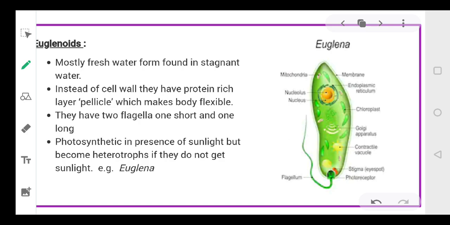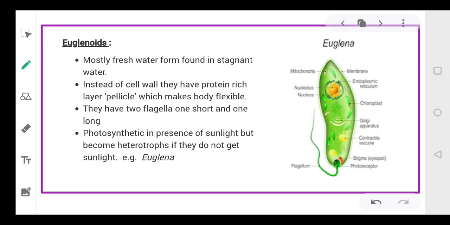The third is euglenoids. Euglena is the best example of euglenoids. They are found in fresh water and stagnant water. Stagnant water means the water which is not flowing, like your ponds and lakes, isn't it? So they won't be found in rivers, they will be found in stagnant water.